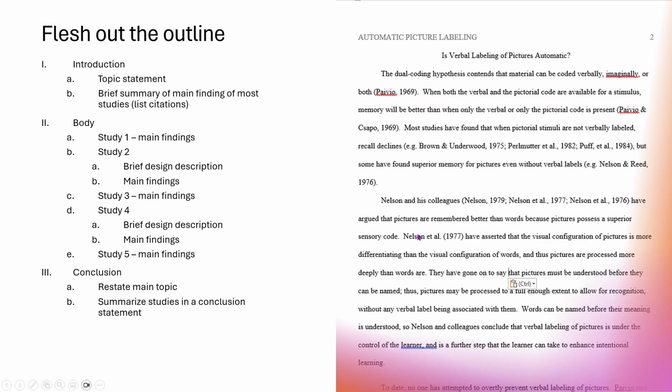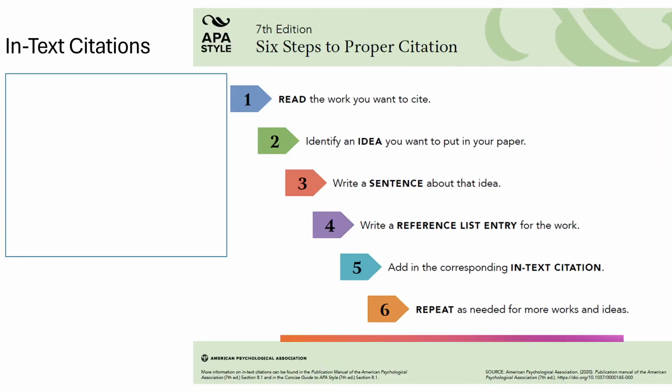You want to instead do it once, and then for the rest of the time that you're still talking about evidence from that source, you make it really clear, I'm still talking about evidence from that source. All right, so I thought I'd share with you the APA Style Guide 7th edition, 6 steps to proper citation.